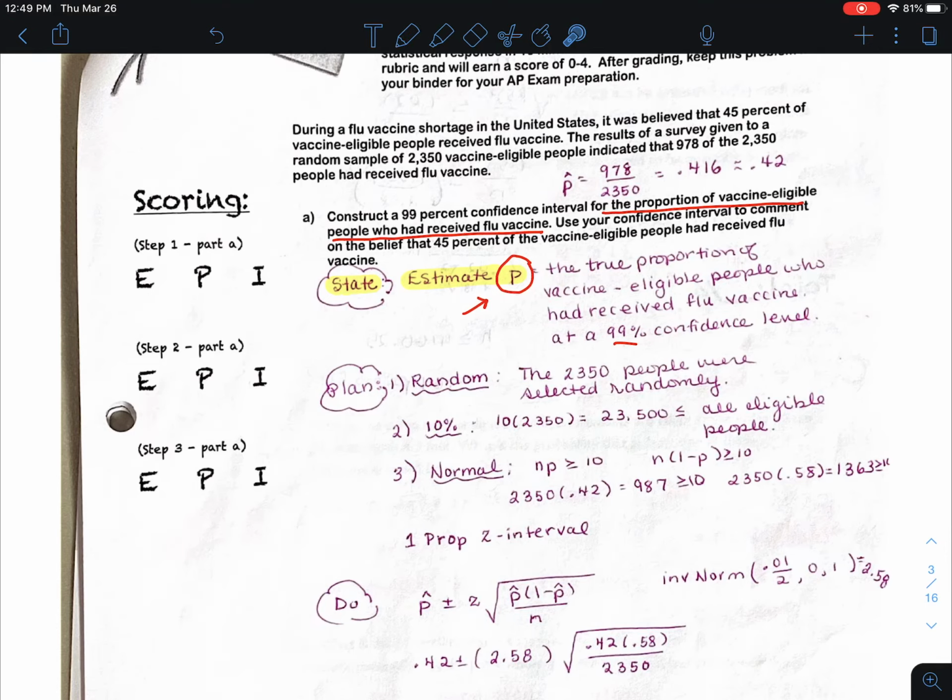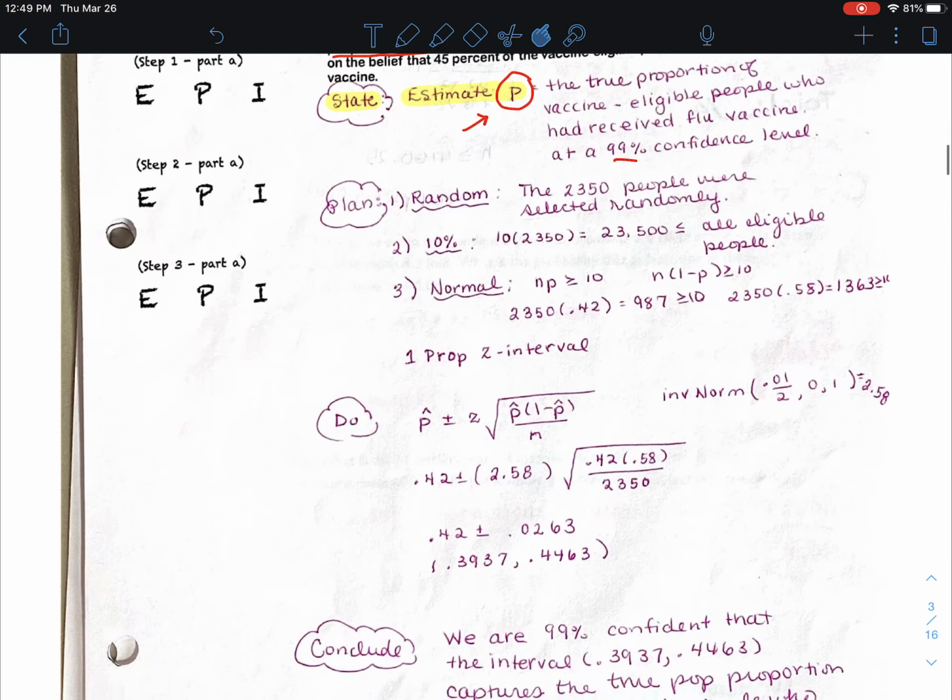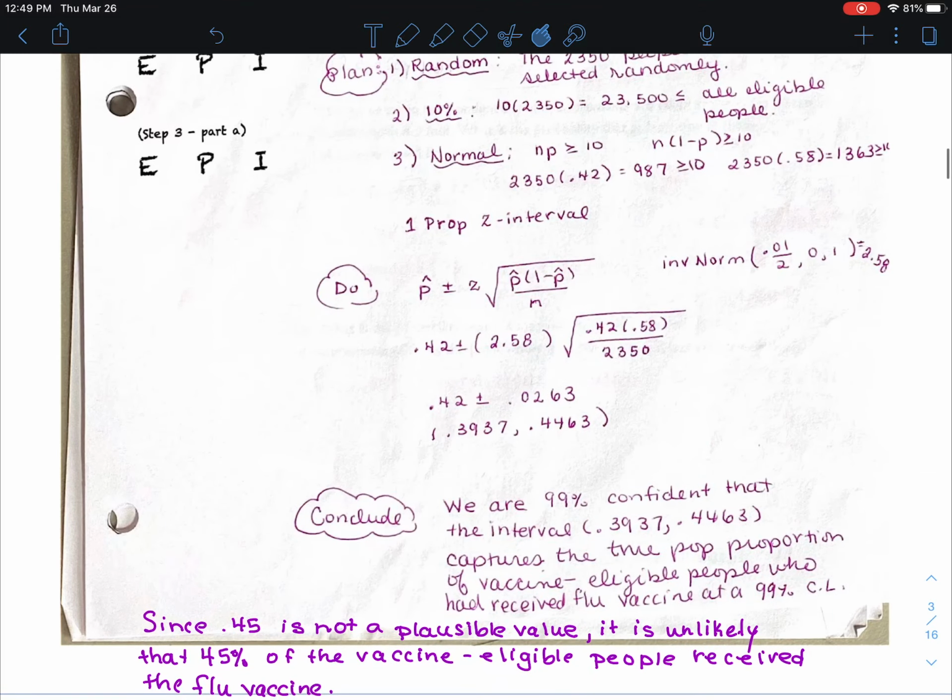Okay, we've got our checks: random, 10% condition, normality, the large counts condition. We're calling this a 1 proportion Z interval. You'd be more than welcome to run this test on the calculator if you choose, or you could use the formulas that are on the formula sheet here. It mentions that, by the way, when we do this, you always have to include this bottom part here. We're 99% confident that the interval that we constructed here captures, use context, the true population proportion, and so on.